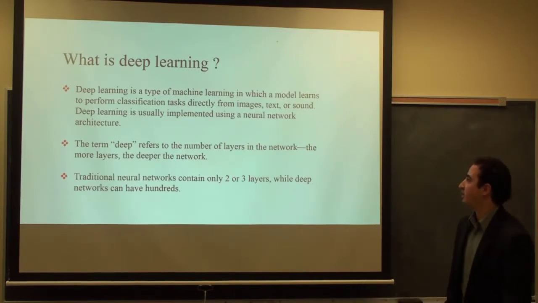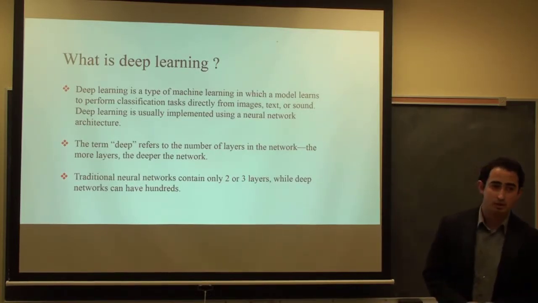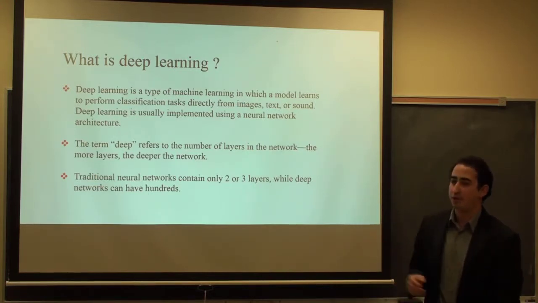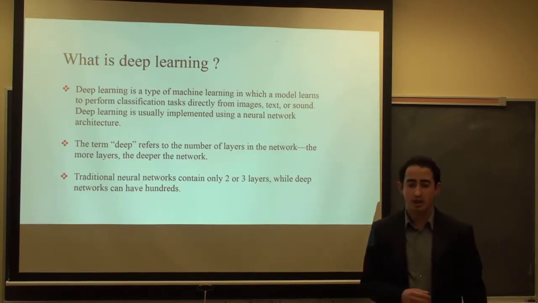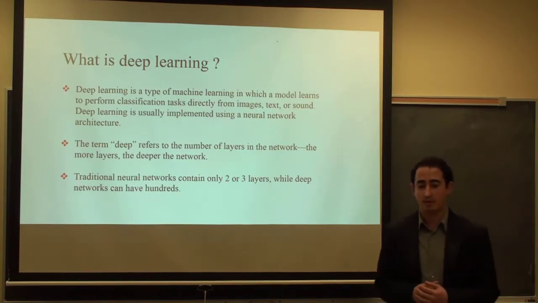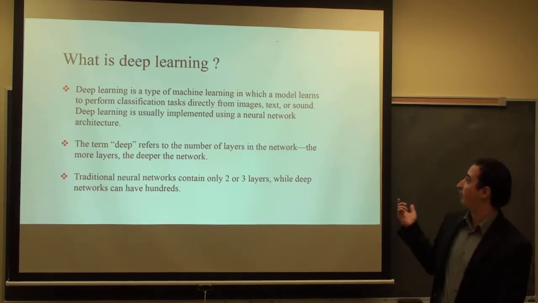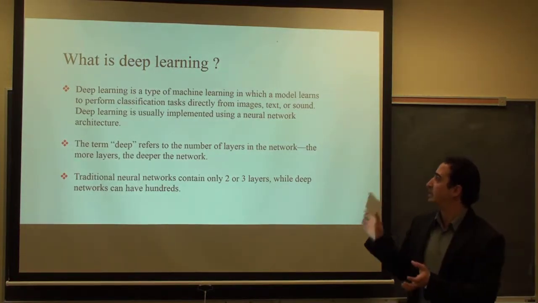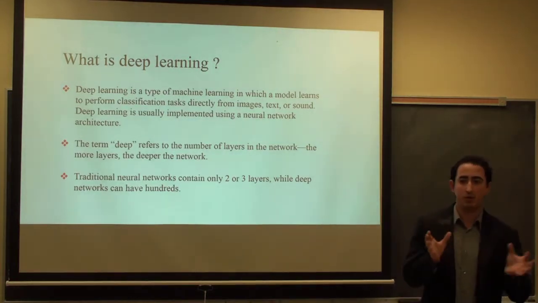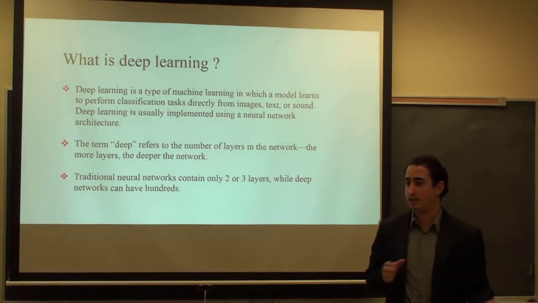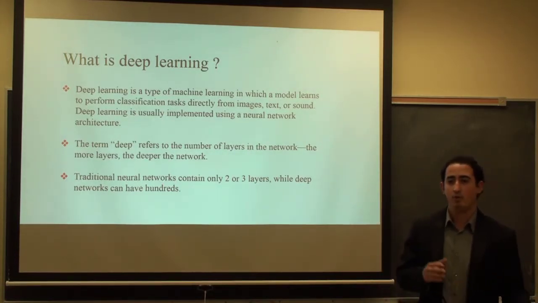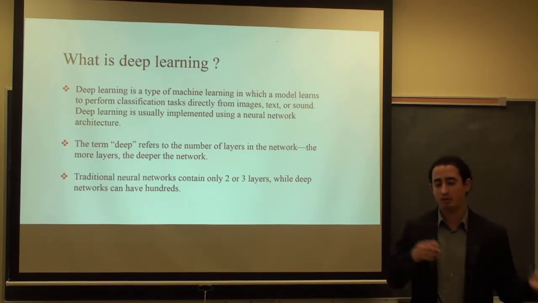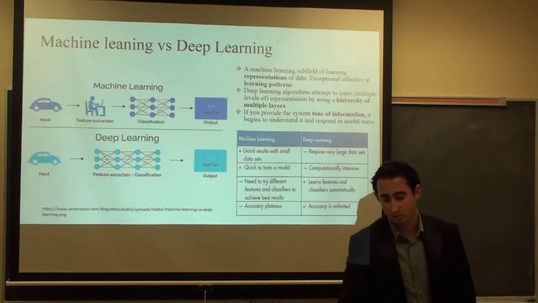So the first question is, what is deep learning? Deep learning is a type of machine learning, which we covered last time, in which a model learns to perform classification tasks from images, text, or sound. So what does the word deep mean? We know that deep learning works with a neural network. By deep, it means the number of layers in the neural network. So the deeper, the more layers in the neural network.